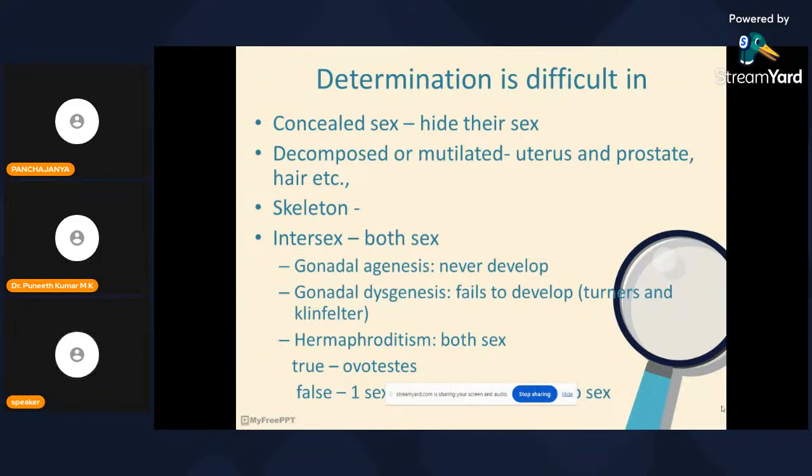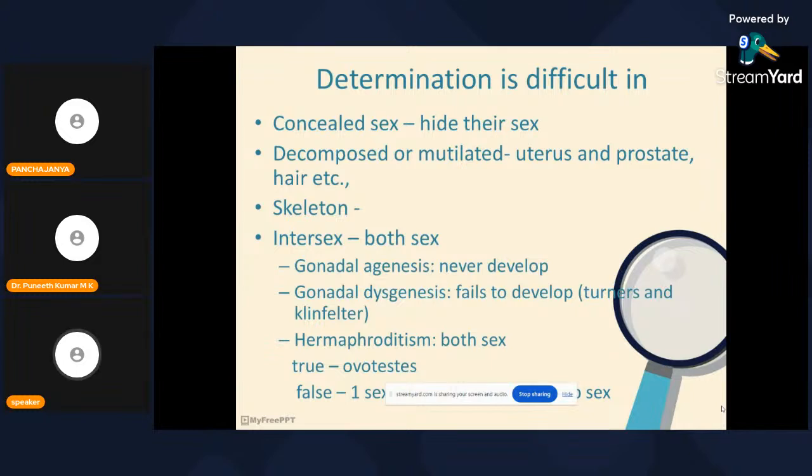Then intersex. Intersex is a condition where a person has both sexes. It is an intermingling of sexual characteristics of both sexes in varying degrees. It may be in physical appearance, reproductive function, or sexual behavior. These three may show an intermingling of sexual characteristics.